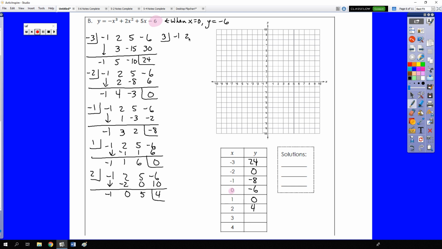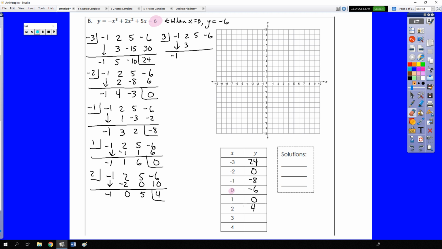We're still just running synthetic substitution with those same 4 numbers. Negative 1 comes down, multiply, add down, multiply, add down. So I screwed something up again. That's negative 3. Come on, Wills, pay attention, man. It's been a long day, folks. I apologize.